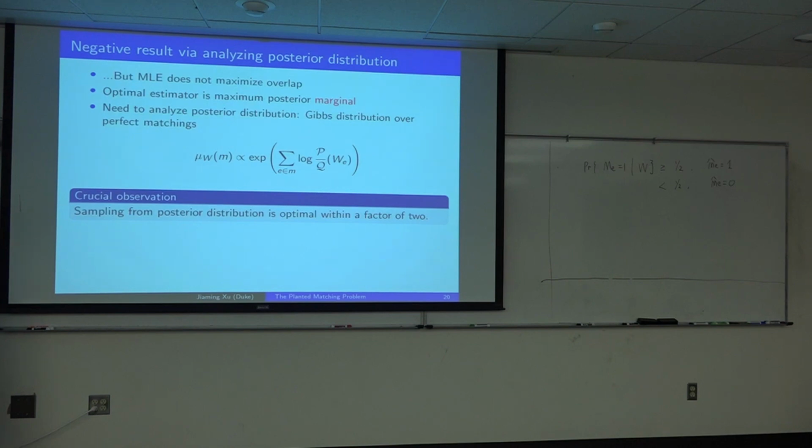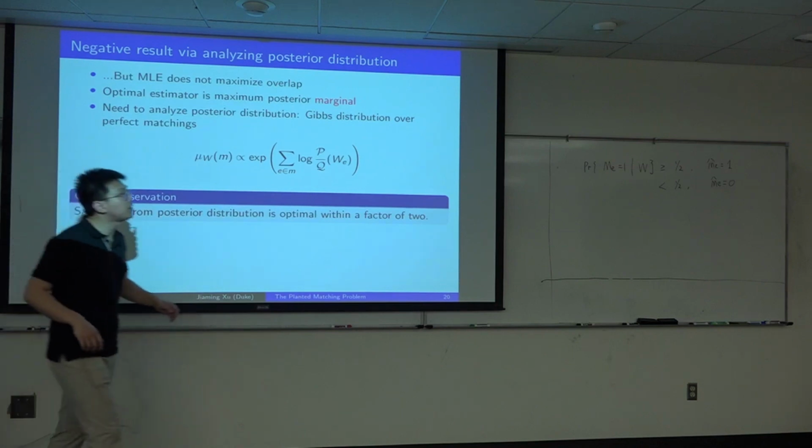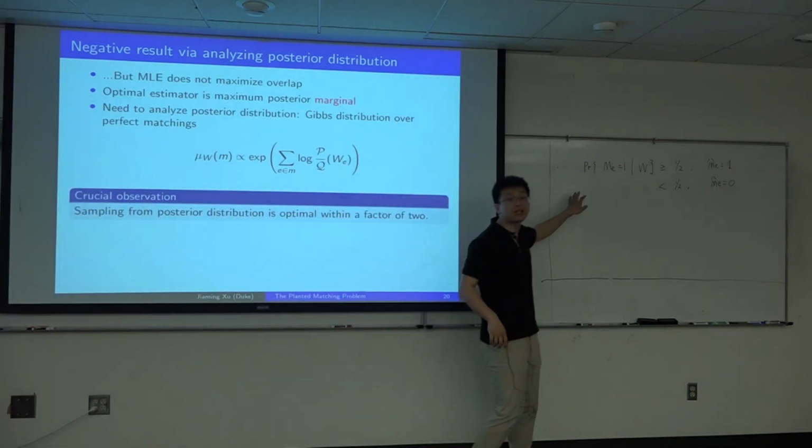This may not be the best estimator, but we can show that in terms of error, it is at most twice the optimal error that you can get. Yes? If you do that estimator, you're looking at each edge separately, right? And if you put all those edges together, you may not have a matching. Yeah, exactly. So this estimator may not actually output a valid matching.